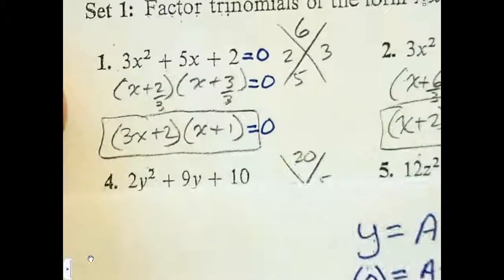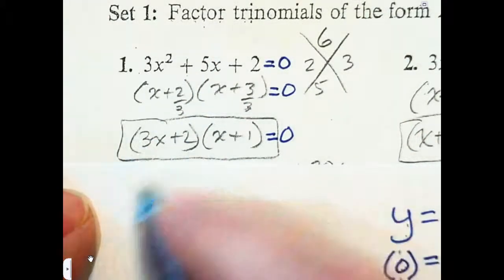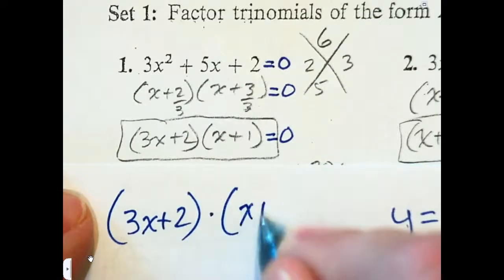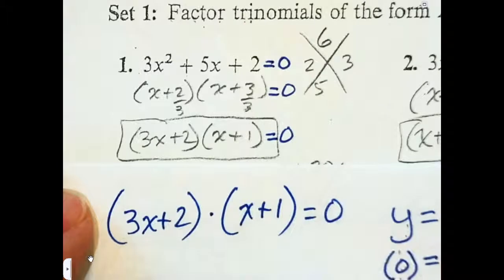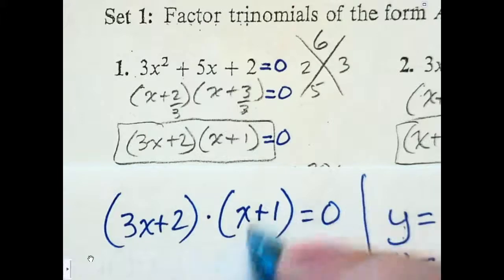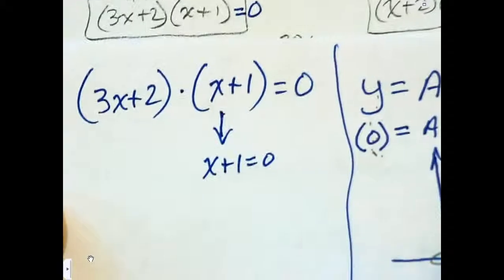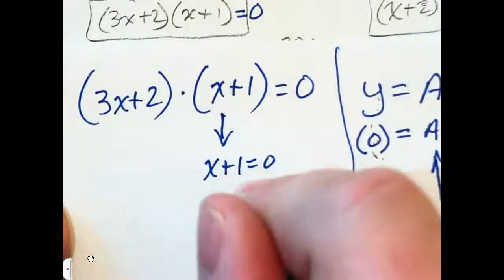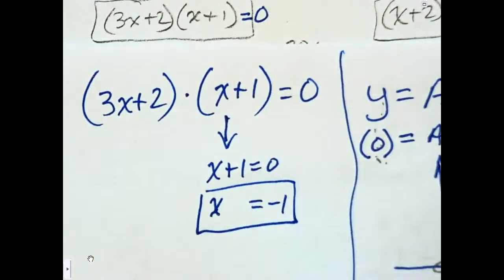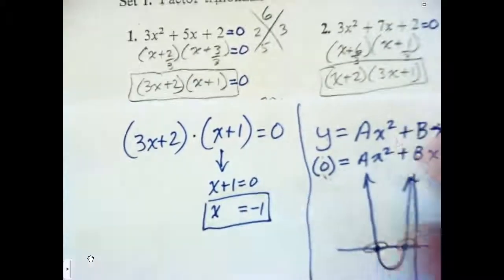So just like we did in the lesson a couple days ago, when you have 2 things multiplied together and they equal 0, one of those 2 things has to be 0. So what would make x plus 1 equal 0? Negative 1. Negative 1 would. That'd mean x would have to be negative 1. That's one of your answers. You've now solved for x. So you've taken a step farther. You've factored, which is what we did last night, and now solved.